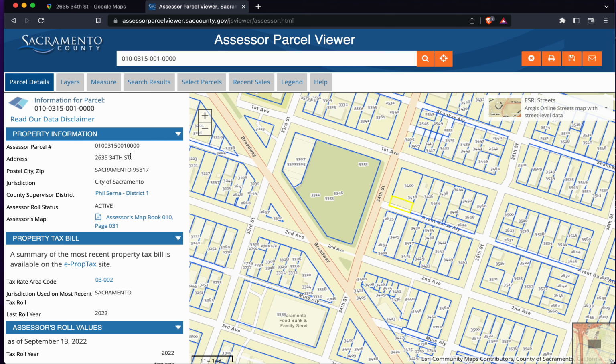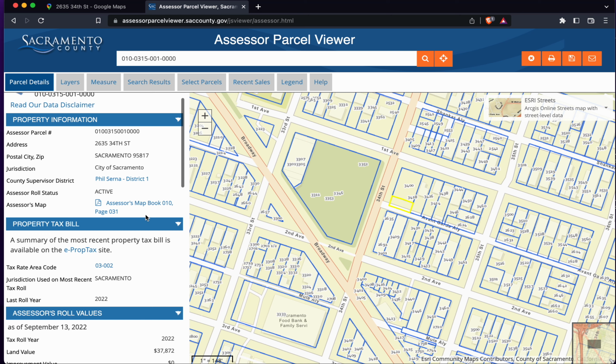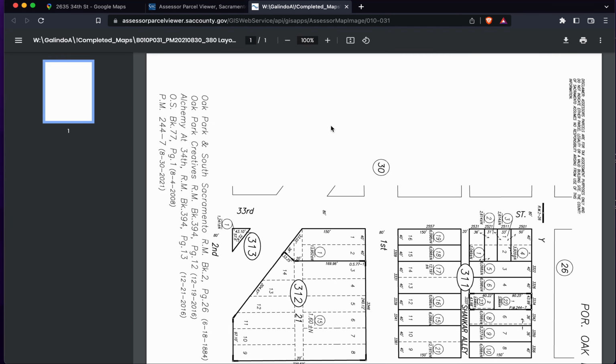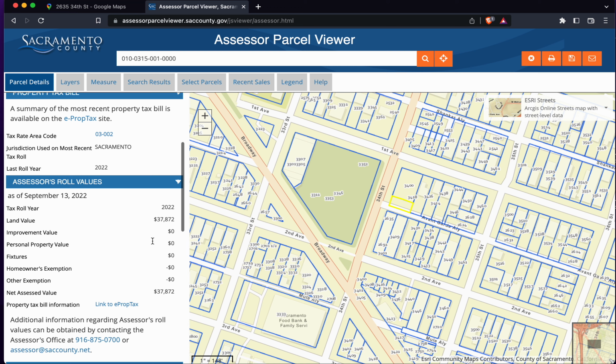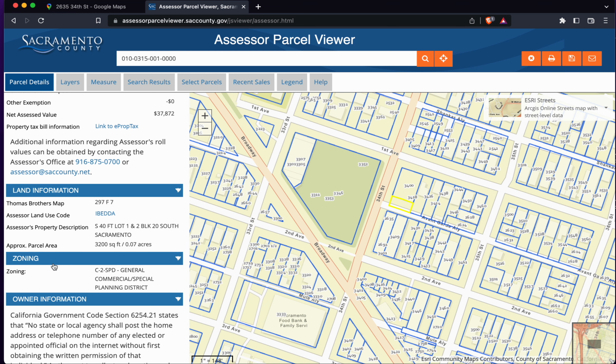In the parcel number that we researched, we can find the shape of the lot by clicking on it, and you should be able to see the shape. I believe this is our lot over here. It's a rectangle 40 feet wide along 34th Street with an alley on the side. The zoning code is down here, and it says C2, and we did research what C2 is, which is commercial. So anything commercial is allowed.